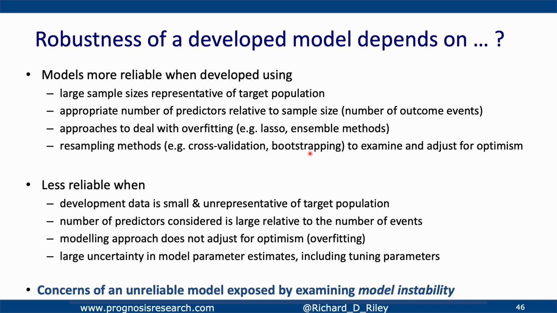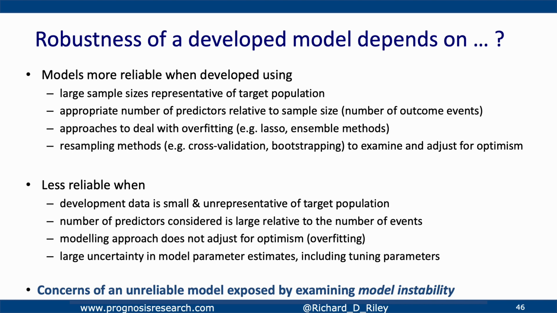The converse is that your model is less likely to be reliable, i.e. it's not going to work as well in new data, when the development data is small, it doesn't represent the target population, when you're using loads of predictors relative to a small number of events. The modelling approach doesn't use methods that adjust for optimism. You don't use internal validation. And basically your whole model development process is full of noise and uncertainty, including even in situations where you are using methods like the lasso and ensemble methods, where tuning parameters are not very well estimated or defined.